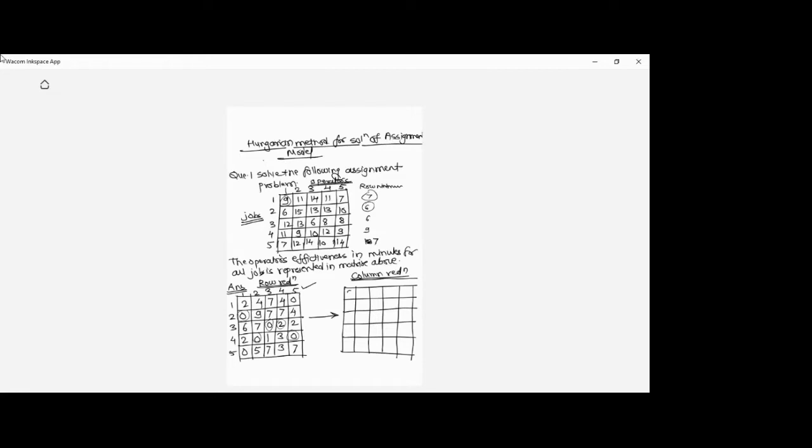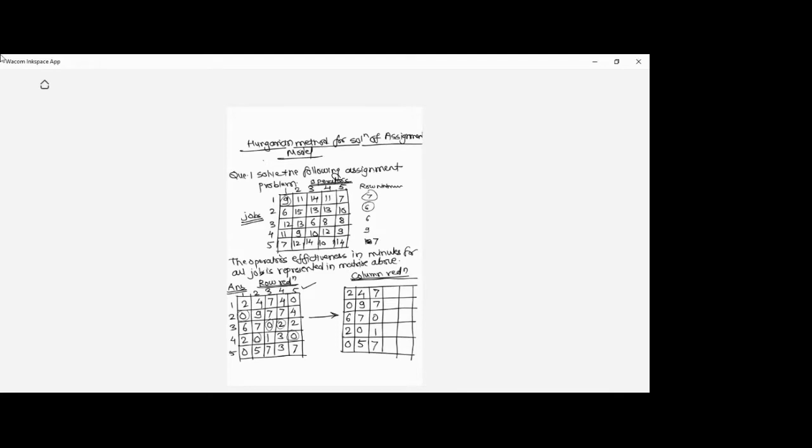So 2 minus 0 is 2, 0 minus 0 is 0, 6 minus 0 is 6, 2 and 0. Right? Because the minimum value is 0, we get the same values. Here also it will be the same values: 4, 9, 7, 0, 5. Next is 7, 7, 0, 1, 7.